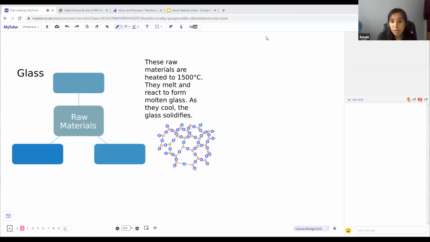There are three raw materials. Good. So someone has said sand. Excellent. So sand is one of the raw materials. Great. So sand, which is silicon dioxide, SiO2, silicon dioxide or sand. That's great. That is one of the raw materials.